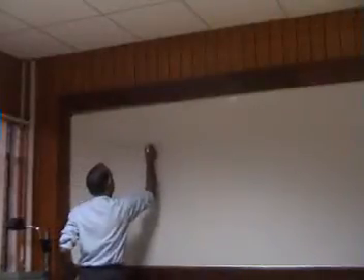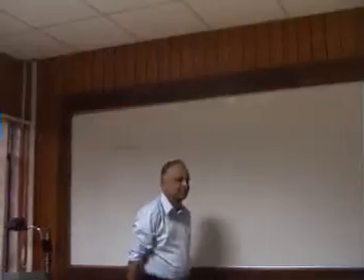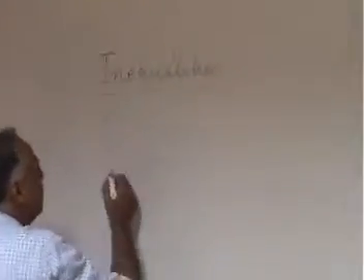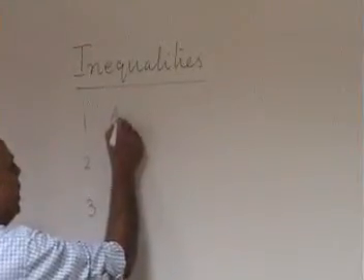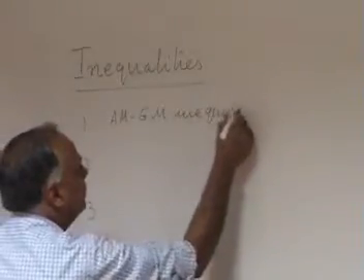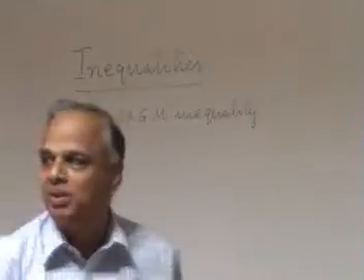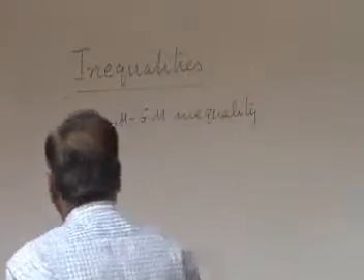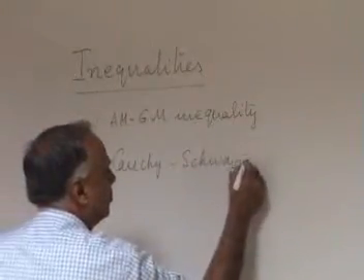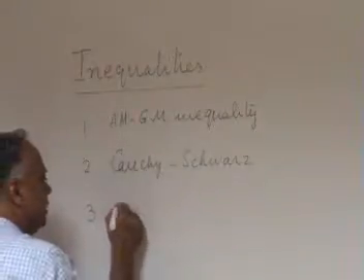So I'll call this the inequalities section. There are many, so what I am going to do is look at some very simple inequalities. First, to start with, I will concentrate on three inequalities. One is called the AM-GM inequality, the arithmetic mean, geometric mean inequality. The other one is the Cauchy-Schwarz inequality. And the third one is the triangle inequality.